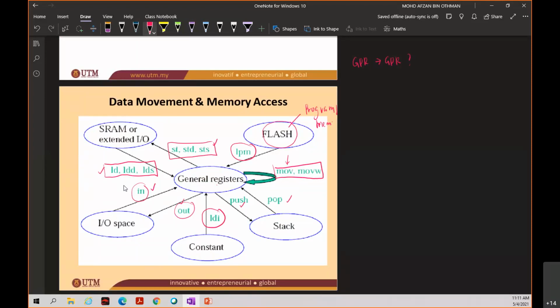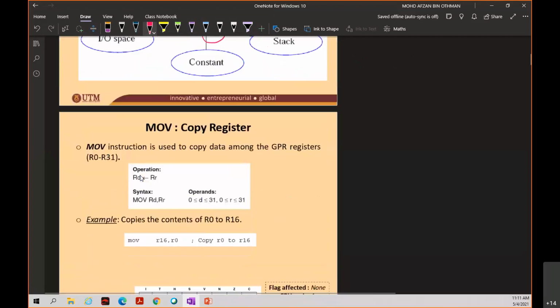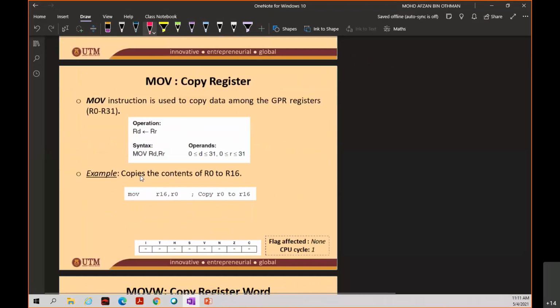So this is the overview of all the data movement and memory access instructions that we need to use in order to do the data movement. Let's look in more detail at the instructions for data movement.